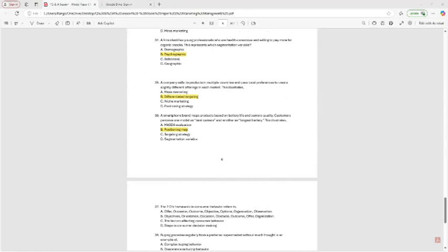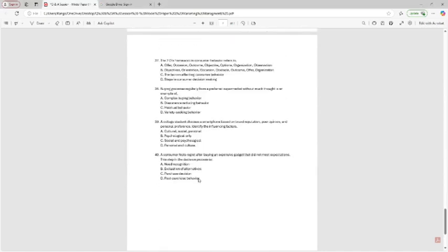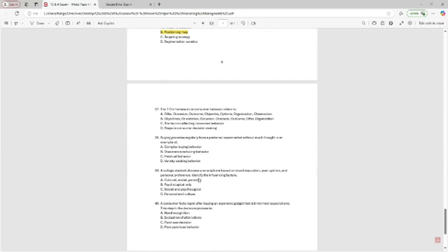Okay. Let's move to the next question, last page, question number 37. These are the last 4 questions. So try to read the question one by one and try to get the answer.